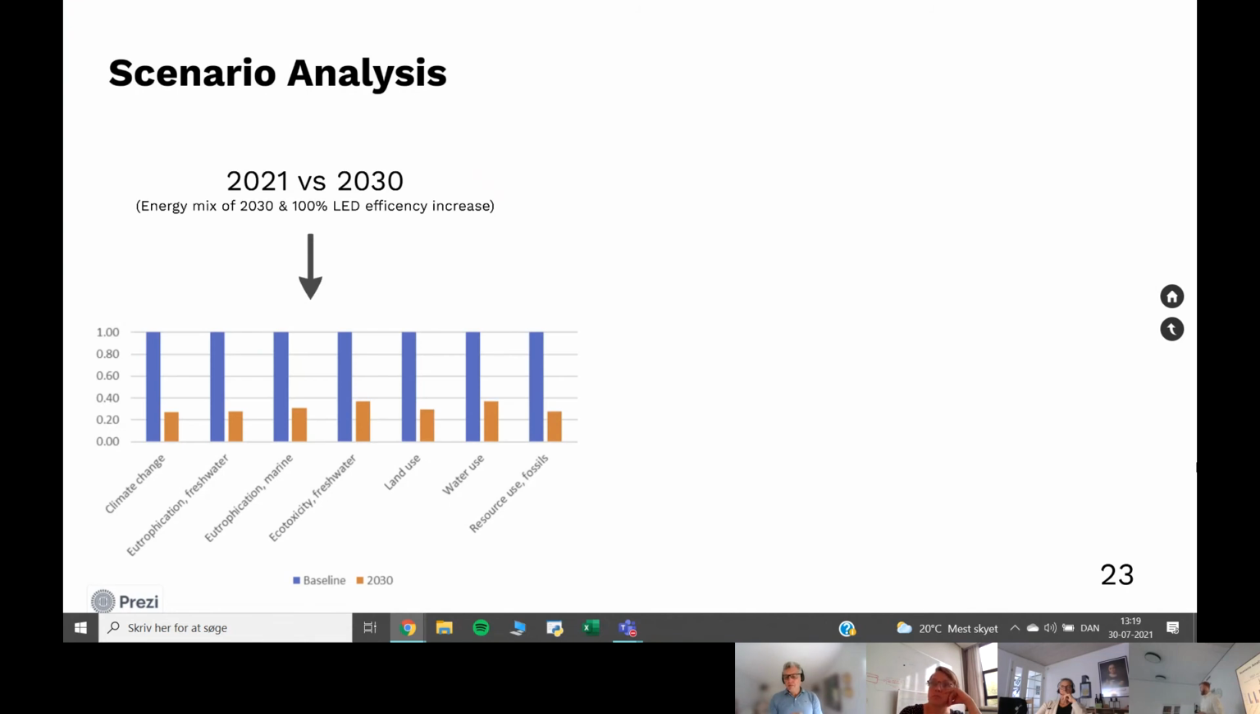So with these numbers, I did some scenarios. I did a future scenario, up until 2030, where I changed the mix to match the numbers I got from the Danish Department of Energy, and also found the projected efficiency of the LED used in the system. That was about a 100% increase in efficiency. And these are the results in all impact categories. As you can see, it's an improvement, luckily. So if you just wait until 2030, this is more or less what it should be.